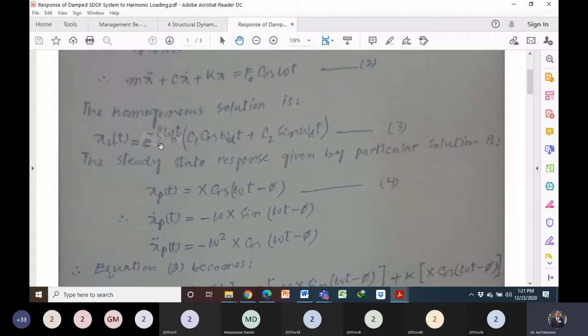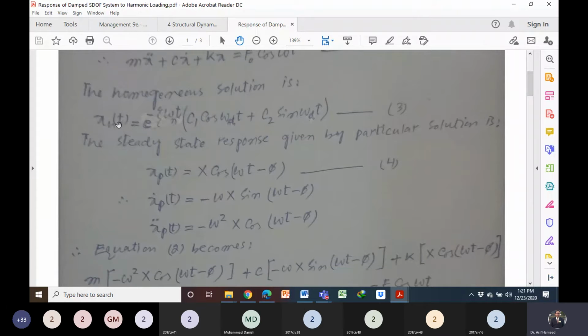So this is the free vibration response of the underdamped single degree of freedom system. Now we have to find out the forced vibration response. So this is a forced vibration response: x p(t) is equal to capital X cosine of omega t minus phi. Please note down, previously for the undamped case, the solution which we assumed was capital X cosine of omega t. Now we are assuming X cosine of omega t minus phi.